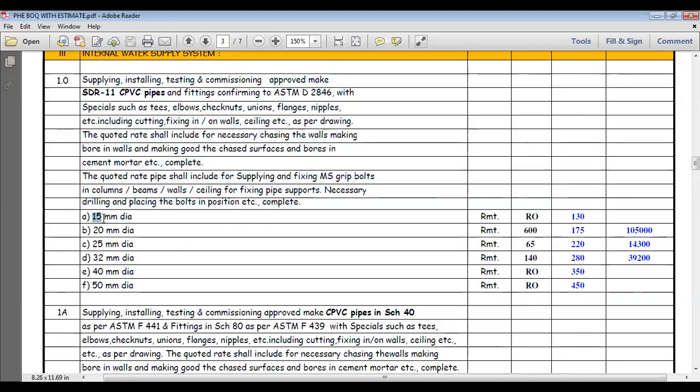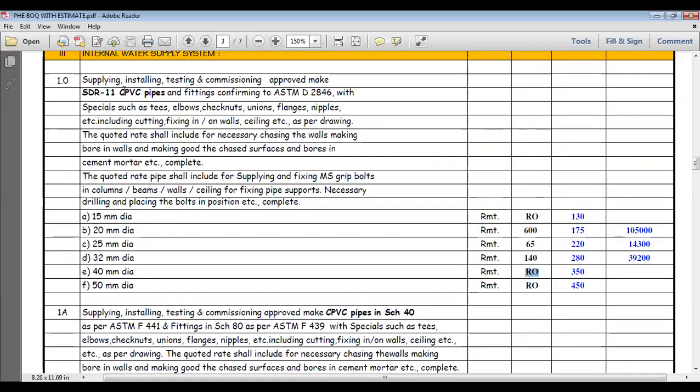So here the starting pipe size is 15 mm to 50 mm: 15, 20, 25, 35, 40. This is the market available size. They have to quote. We have to put the running meter and the rate and everything. If you are not using 50 mm, 40 mm, then you have to put RO, just the rate only we have to put. That's all. And the CPVC pipes.